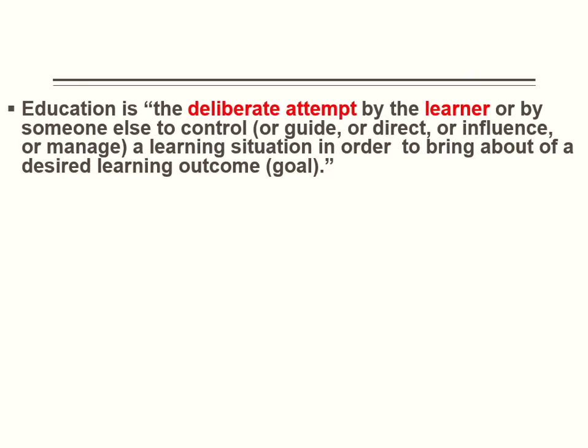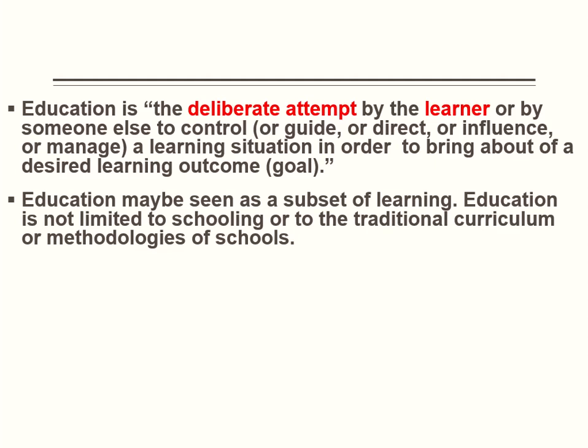All right. Now, it can also be said that education is a deliberate attempt by the learner or by someone else to control, guide, direct, influence or manage a learning situation in order to bring about a desired learning outcome. So, education is deliberate. It's an attempt by someone else or the learner. So we have didactic learning. Somebody learns on his or her own. And then we have another form in which you are taught. That is the most common we see. Okay. Education may be seen as a subset of learning. So education is not limited to school alone.